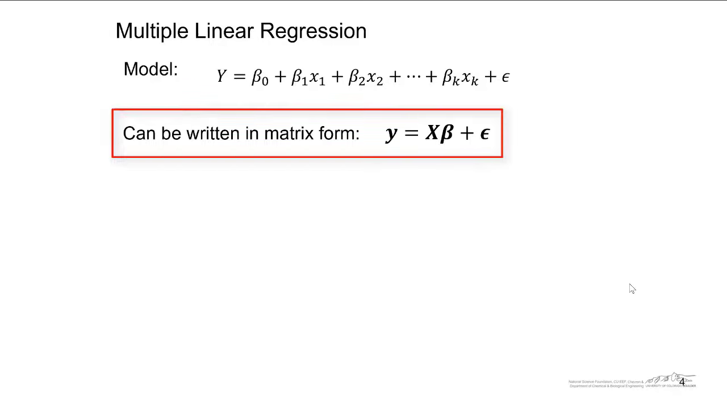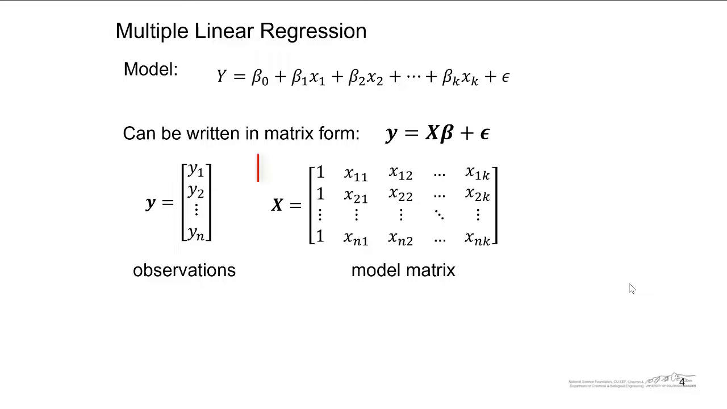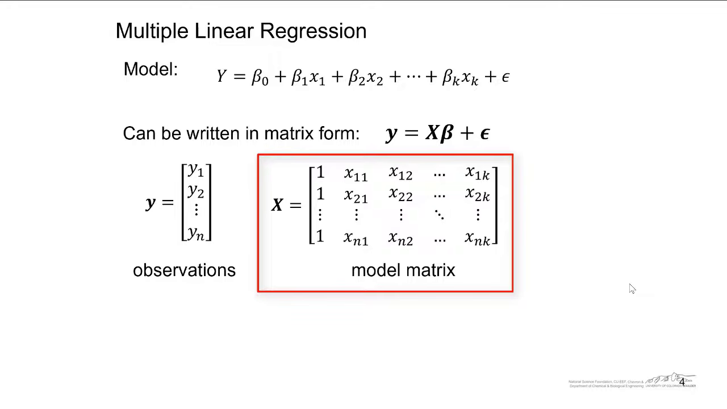It's quite common to rewrite our regression model in matrix form. Y equals capital X times beta plus epsilon. Here, y is a vector of our observations. So these are our experimentally determined observations. X is our model matrix. This represents all of the inputs that go into each of our observations.